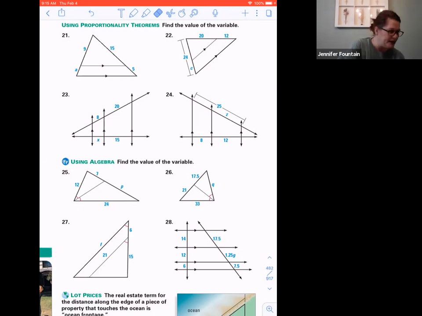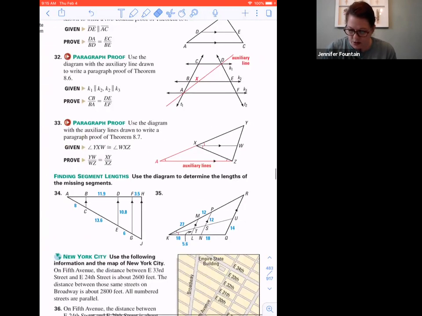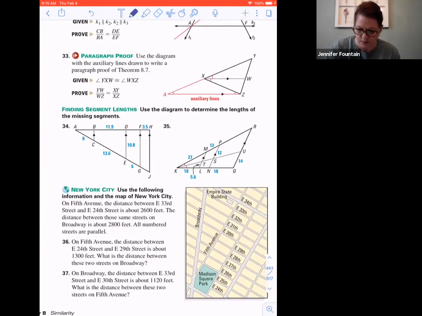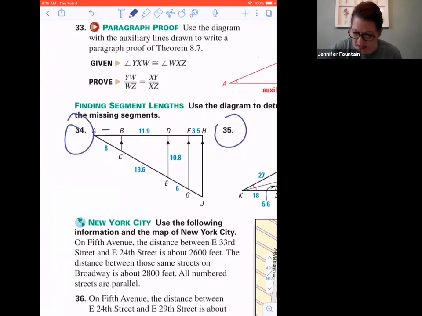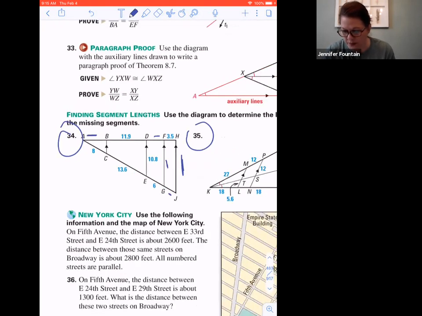And then you're going to turn the page to 504, and we are going to do numbers 34 and 35. Again, use the diagram to determine the lengths of the missing segments. You need to find AB, DF, GJ, HJ, and FG. So you're looking for all the missing segments.